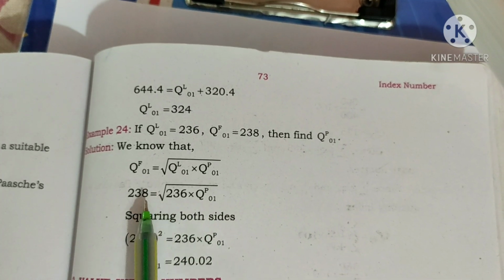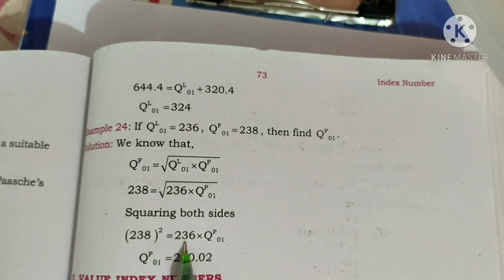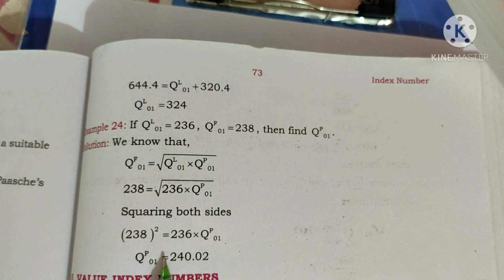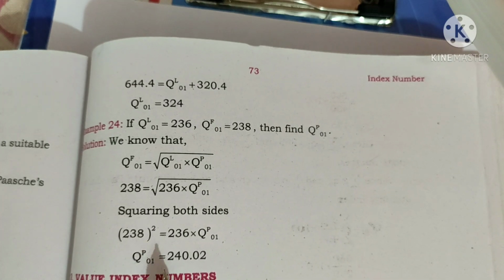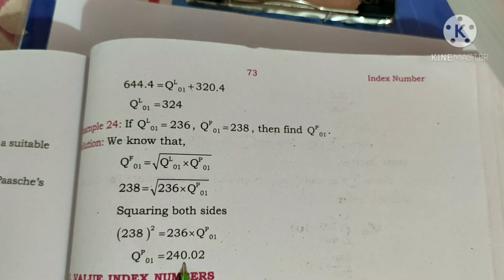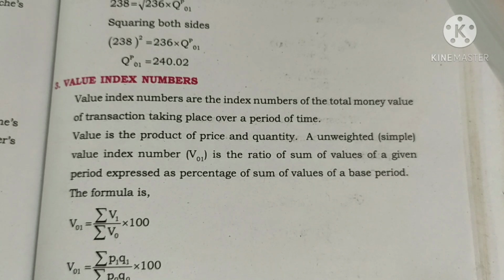So square on both sides. 238 the whole square is equal to, the square root will go when you square, so 236 into the Paasche quantity index number. So you divide and square, and you will get the Paasche quantity index number, which is equal to 240.02. Next we move on to the value index number.